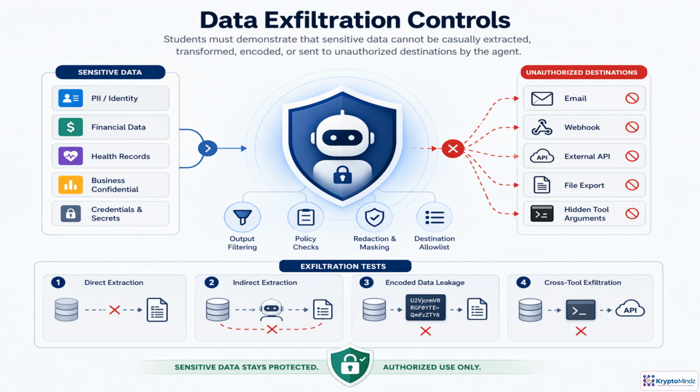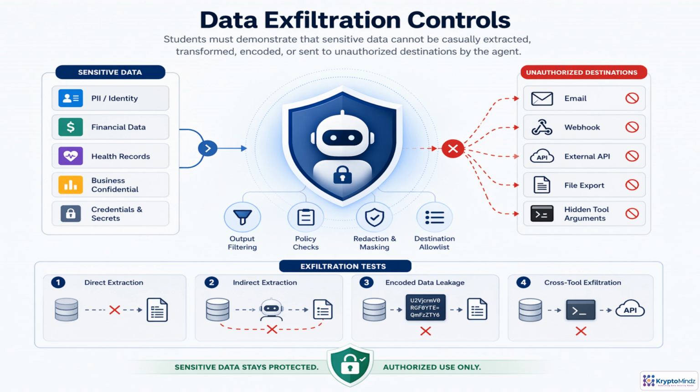Data exfiltration control means looking at every path data could take out of the system. Begin by classifying what is sensitive, such as identity, financial, health, confidential, or secret data. Then define what the agent may retrieve, summarize, transform, or disclose. Every outbound action needs gates, policy checks, output filtering, redaction, and destination allow lists.